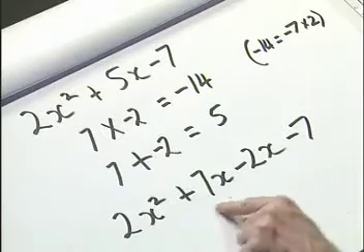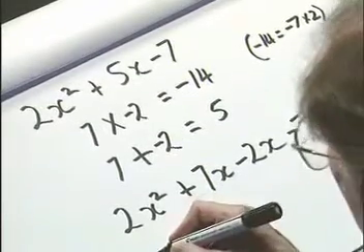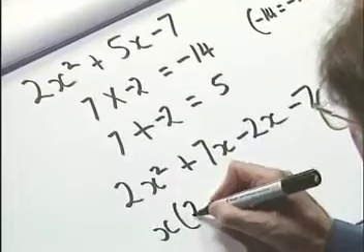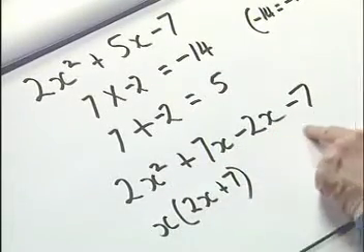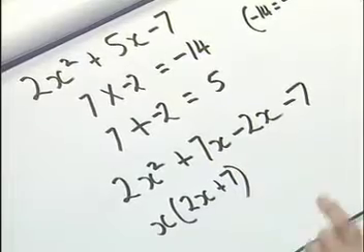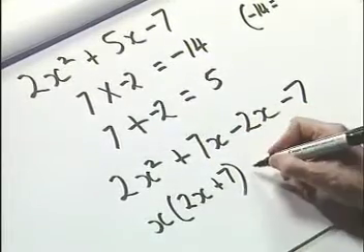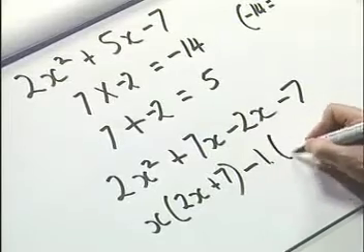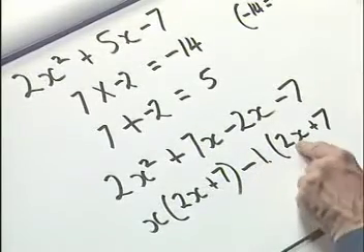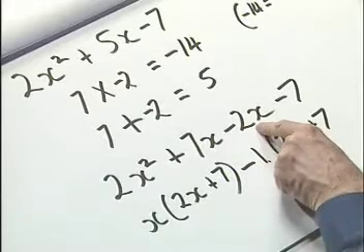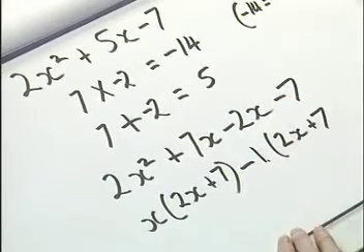What have we got here as a common factor? Well, we've got an x in each term, so we can take that out, giving us 2x plus 7. And here again, what have we got for a common factor? Well, the only thing that's in common is 1, and there's a minus sign with each one, so it's minus 1 times 2x plus 7. Minus 1 times 2x gives us minus 2x. Minus 1 times plus 7 gives us minus 7.